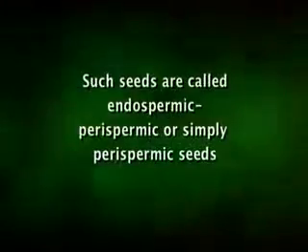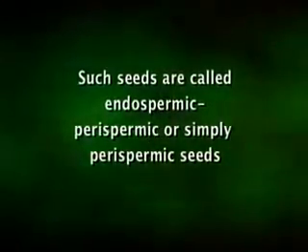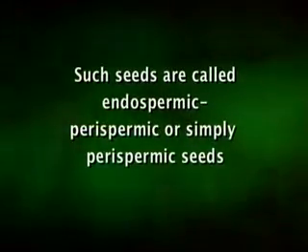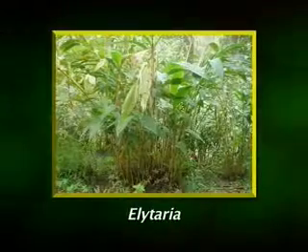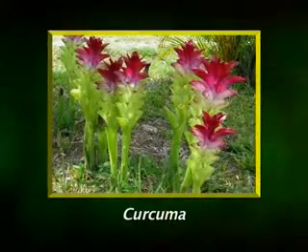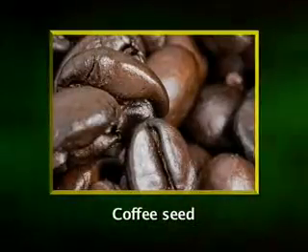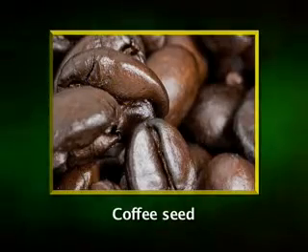In addition to endosperm, some seeds retain a thin layer of nucellar tissue. Such seeds are called endospermic perispermic, or simply perispermic seeds. For example, Zingiber, Canna, and Curcuma. The edible part of a coffee seed is actually perisperm. Now the development of seed.